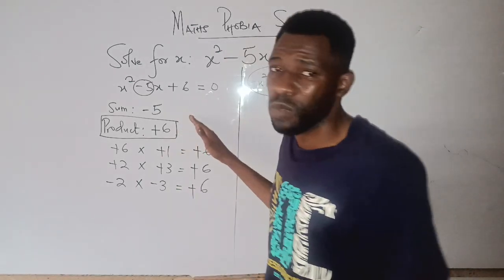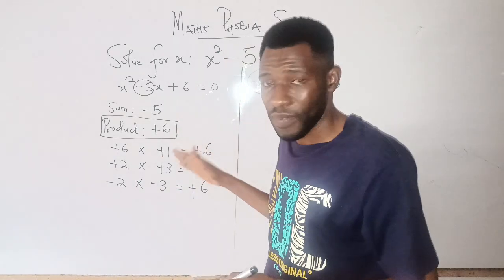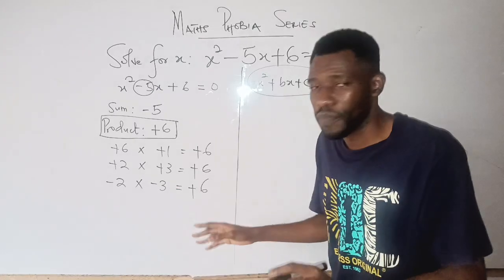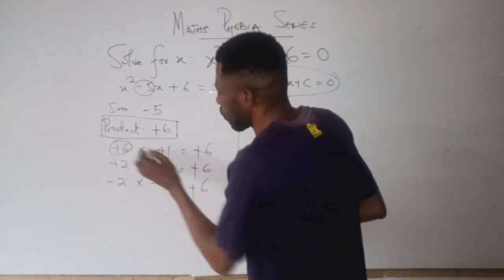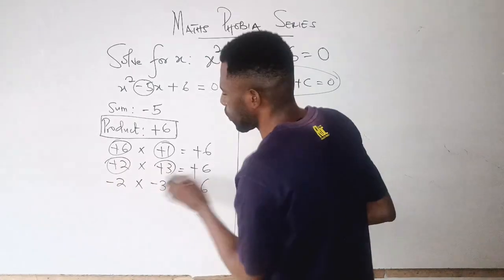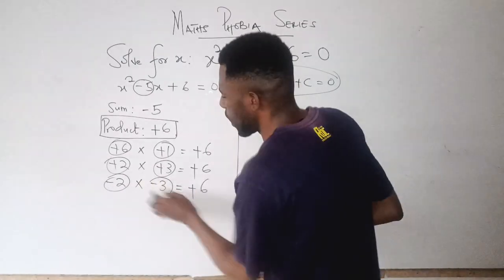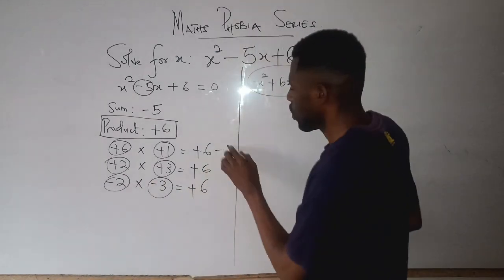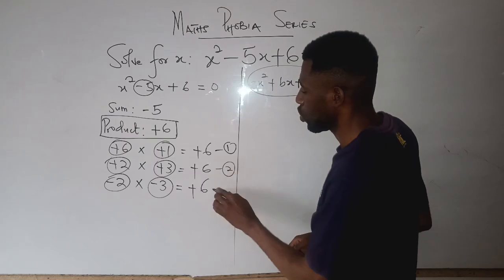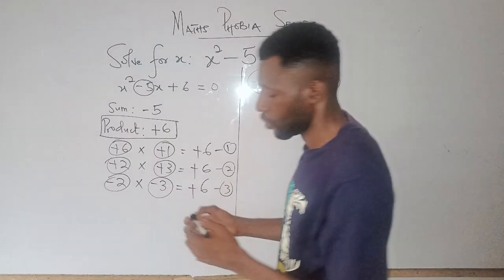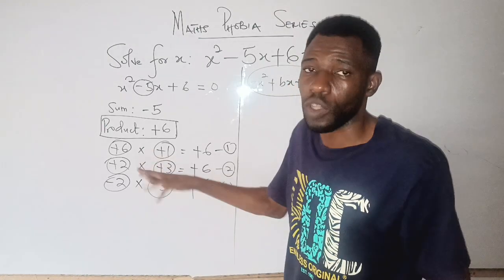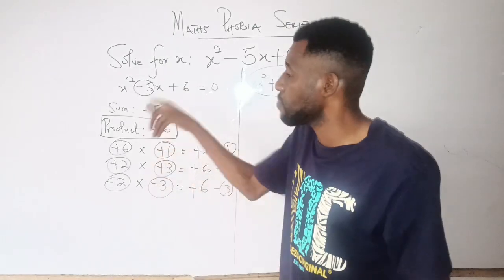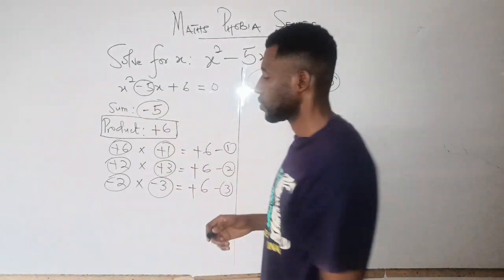Now, having looked at the possible values that will give me this, nothing else. So what do I do? I have 3 factors. I have 6 and 1. I have plus 2 and plus 3. I have minus 2 and minus 3. 3 sets. 1, 2, 3. Out of the 3 of them, which one will I add or subtract that will give me minus 5?